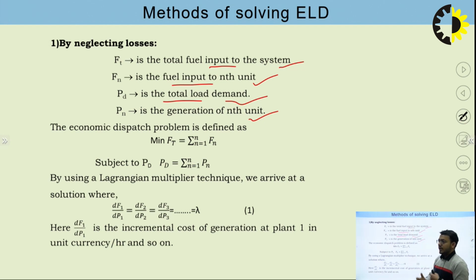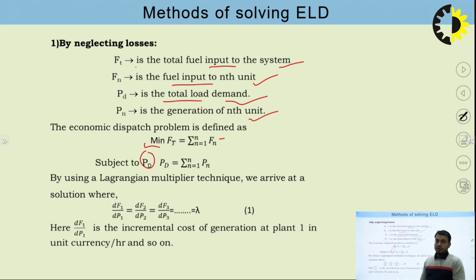Now to satisfy the economic load dispatch problem, this equation must be satisfied. Economically, the cost should be minimized. So the minimum of FT, that is the total cost, must be equal to the summation n equals 1 to n of Fn, the fuel input to the nth generator, where that total fuel is minimum, subject to PD, the load demand, whatever the amount of load demand is there. So PD must be equal to the summation n equals 1 to n of Pn, right?